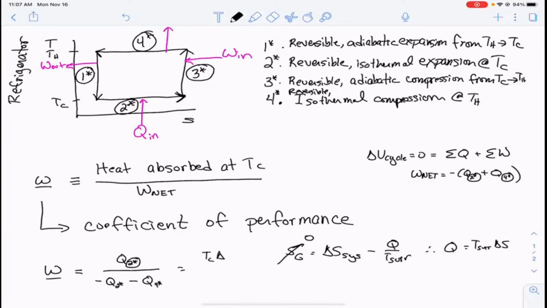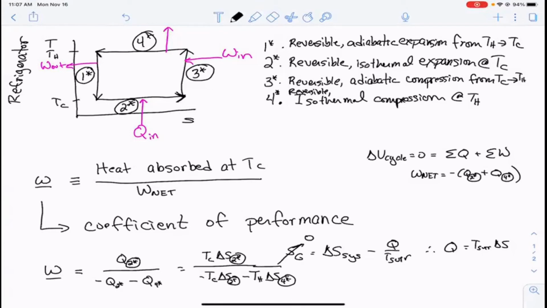delta S. And so that means that our coefficient of performance here is just the cold temperature times the change in the entropy in stage 2 star, divided by minus T cold times delta S 2 star minus T hot times delta S 4 star. Okay, maybe I'll extend this out a little bit.